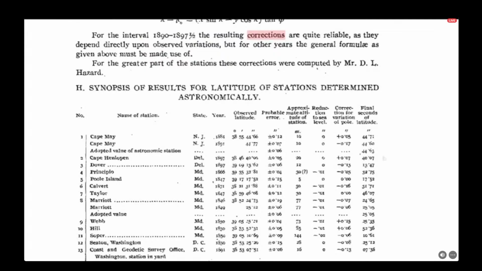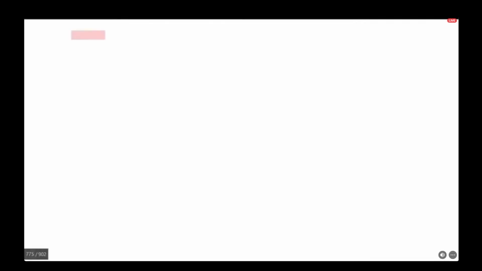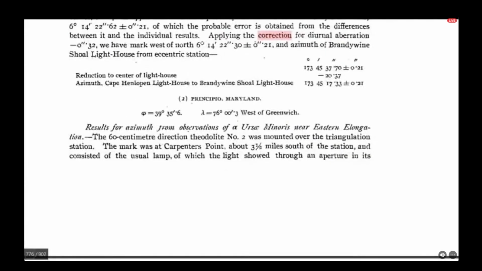This is insane. The abstract of resulting azimuth. So literally everything is tied to the coordinate system. They correct way more than they measure.